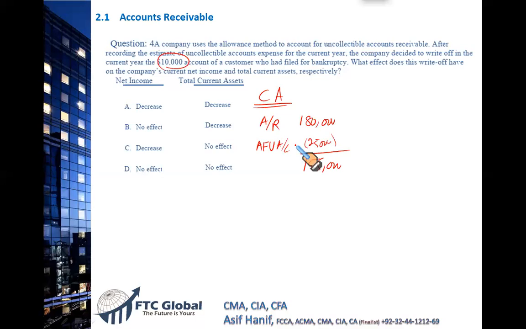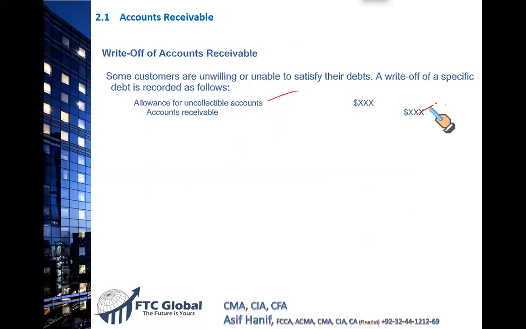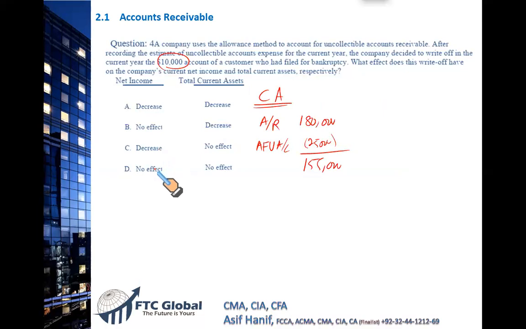When I write off a bad debt, this is the entry I make: allowance debit, account receivable credit with 10,000. That's the amount given, right? Now, allowance and account receivable have nothing to do with the income statement. That is the reason the income statement is not affected. So there is no doubt about that. Let us see, when we write off a bad debt from our account receivable, how does it affect our total current assets? No. How come?